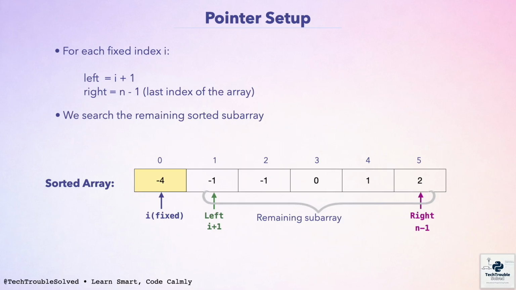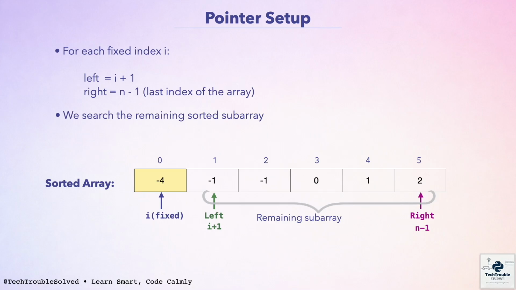So now we have three positions. i, the fixed element; left, searching from the beginning of the remaining subarray; and right, searching from the end of the remaining subarray. Our goal is to check whether the sum of these three numbers equals 0. Since the array is sorted, we can intelligently move the left and right pointers to adjust the total sum. So, for each fixed i, we perform a two-pointer search on the remaining sorted subarray.